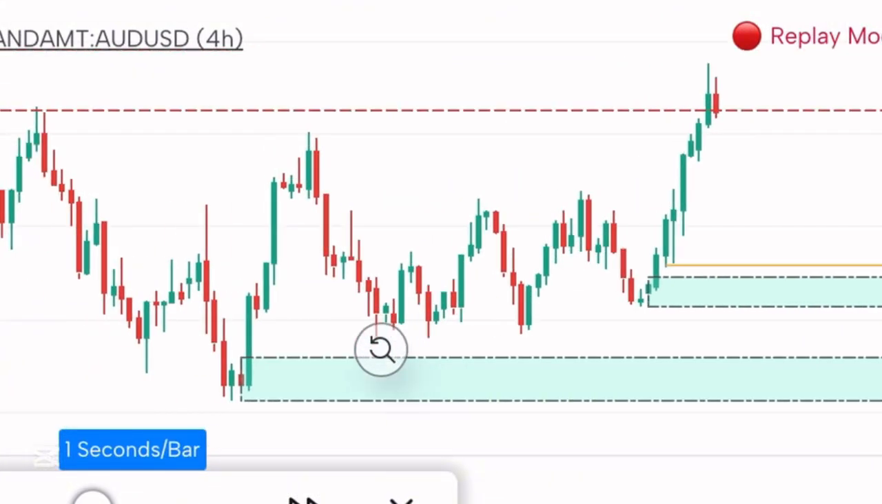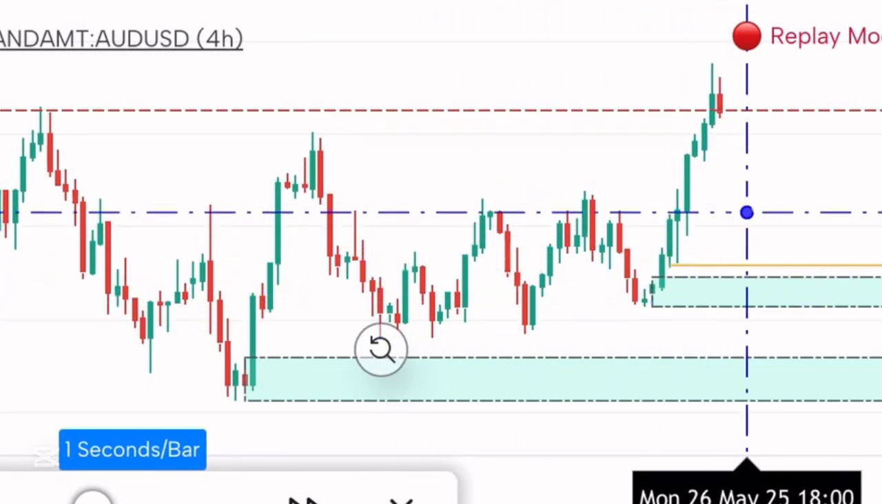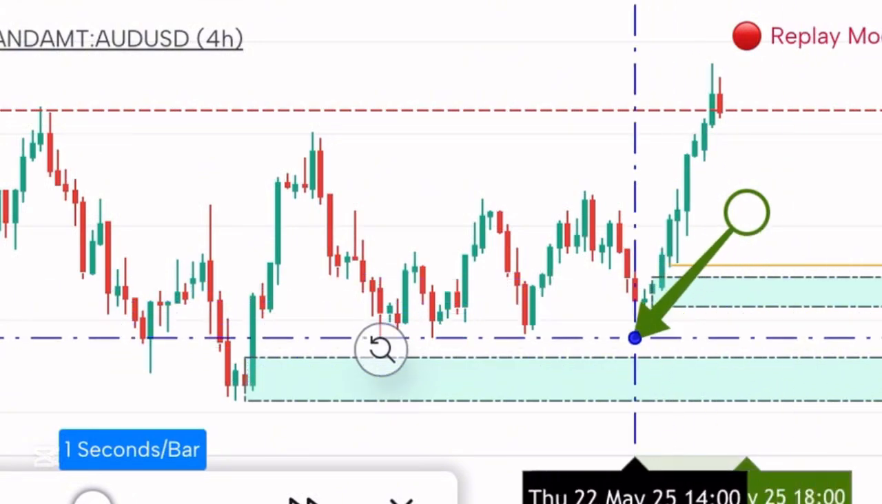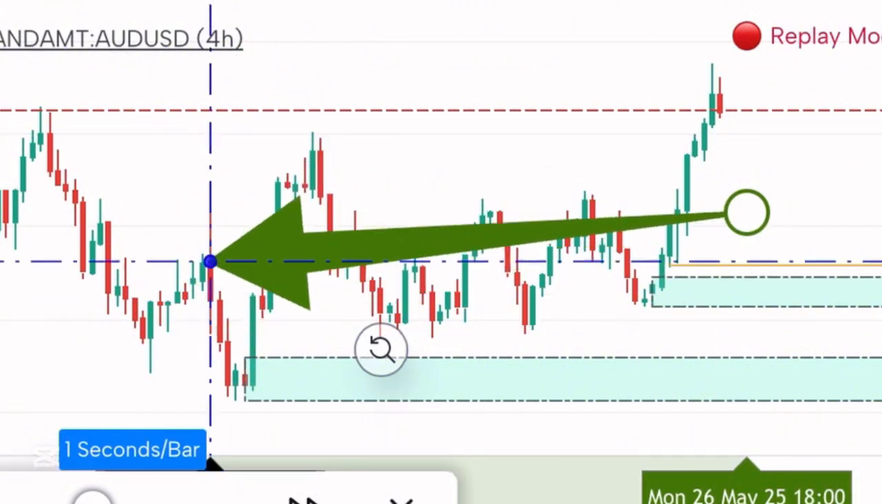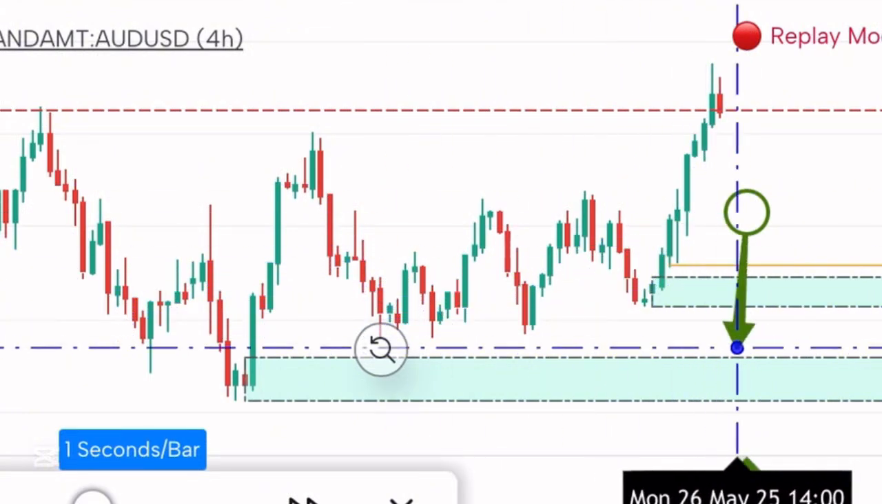Now we are left with these two again. Once again, I'm going to be asking you this question again. Between these two, which one are you seeing to be a high probability? Reading from the charts, reading from the market structure, which one do you think will be a high probability?